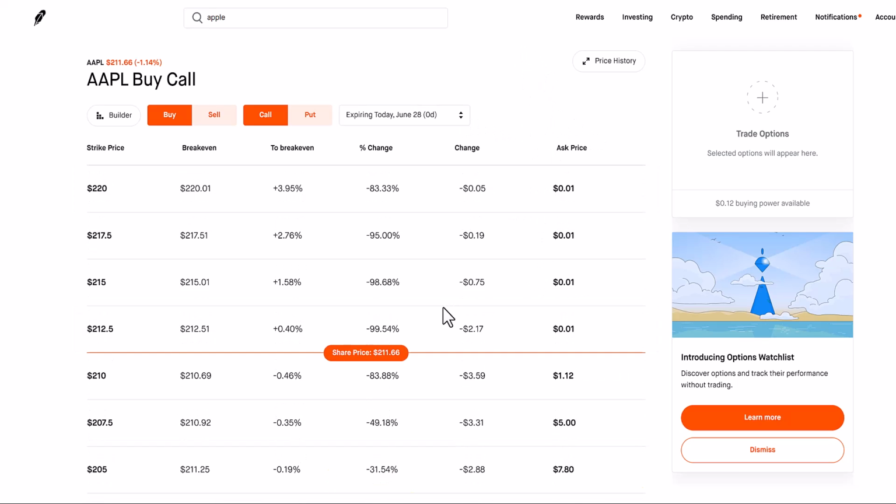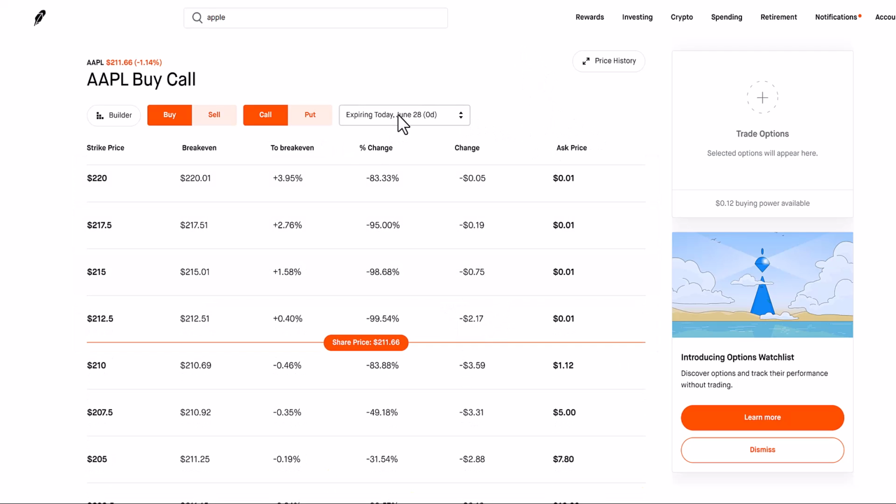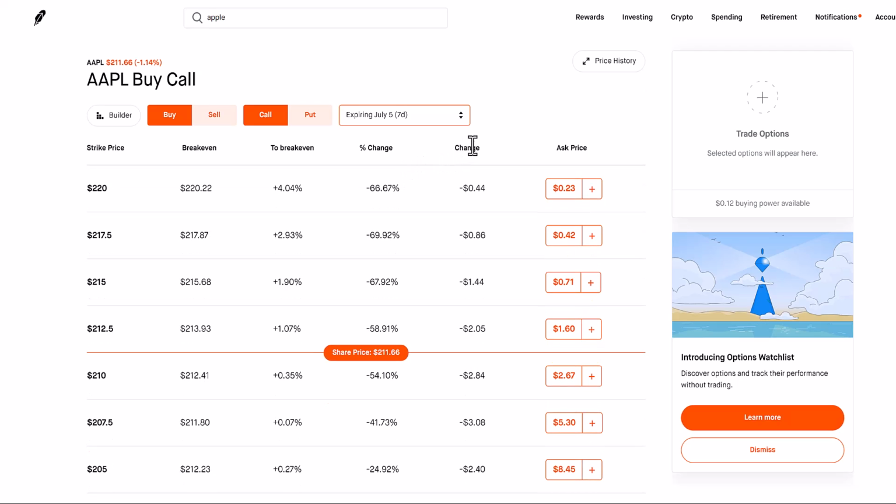So a little bit about options. This is what it's going to look like. All options expire on Fridays. So today's June 28th, expires today, July 5th, July 12th, and you'll see the pattern goes on and they all expire on Fridays. So I'm just going to use next week, July 5th, as my example. And you can see you can buy a call, you can buy a put, and you can sell a call, and you can sell a put.